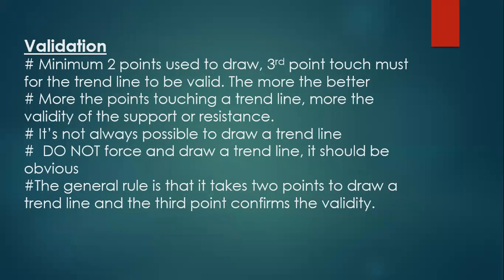Now validation, as I was showing you, minimum 2 points are used to draw. Third point must for the trend line to be valid. The more the better. More the points touching a trend line, more the validity of the support and resistance.